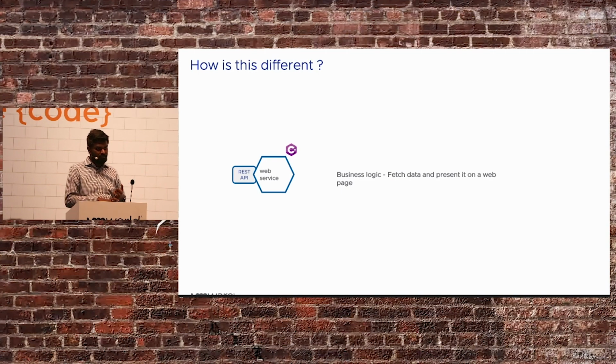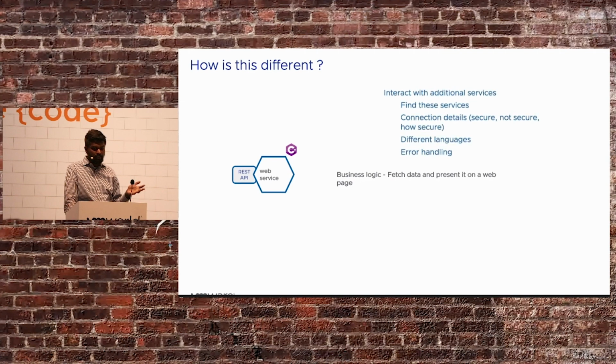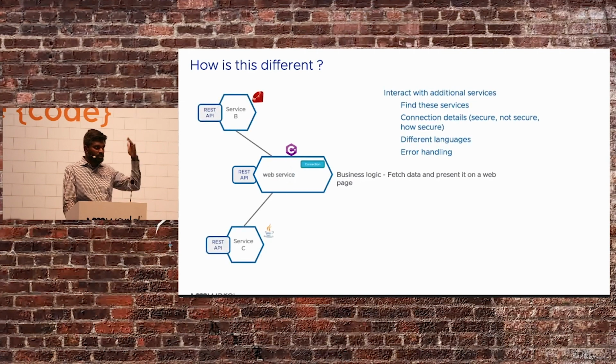So if I take my web service as an example, this is written in C# right now. And I have a REST API, I have all that fun stuff created. What is the web service actually supposed to be doing? It is supposed to be fetching data and presenting it on a web page. That's all it's supposed to be doing, right? But where is it actually fetching the data from? The data is coming from different services. So it's coming from service B, C, so on and so forth. Now, service B could be written in Ruby, it could be written in Java, whatever, right?